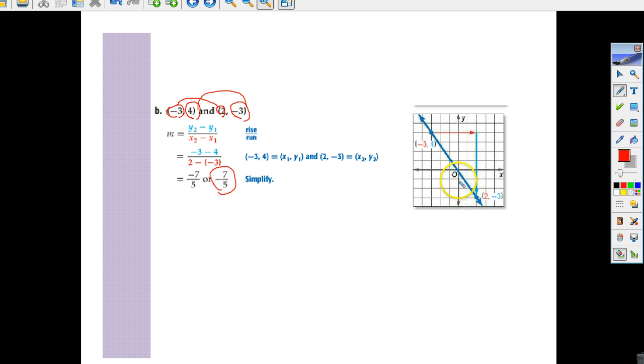You can do the same thing with the graph. You can count. So rise: 1, 2, 3, 4, 5, 6, 7. And run: 1, 2, 3, 4, 5. But I ran to the left, so it's going to be a negative. So left is always a negative. Okay? So same answer, two different ways.